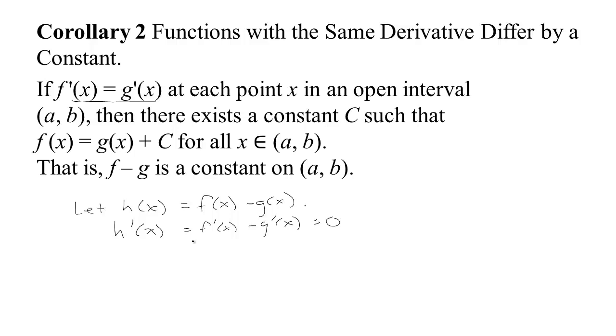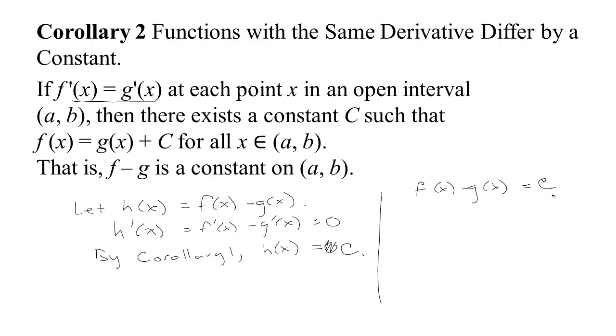So h prime is a function whose derivative is 0 on this open interval AB, and so by Corollary 1, h of x is equal to a constant. Since h of x is f of x minus g of x, f of x minus g of x is constant on AB, and therefore f of x is just g of x plus some constant.